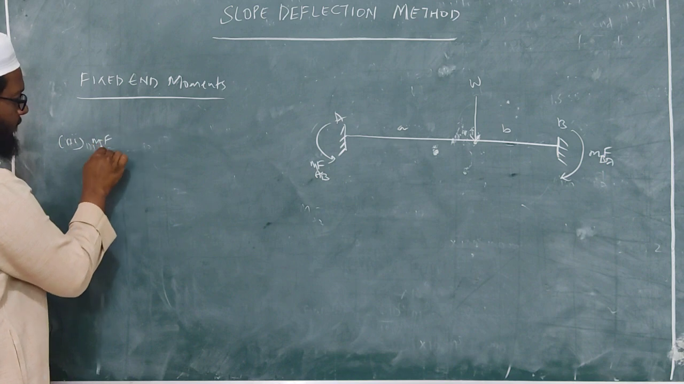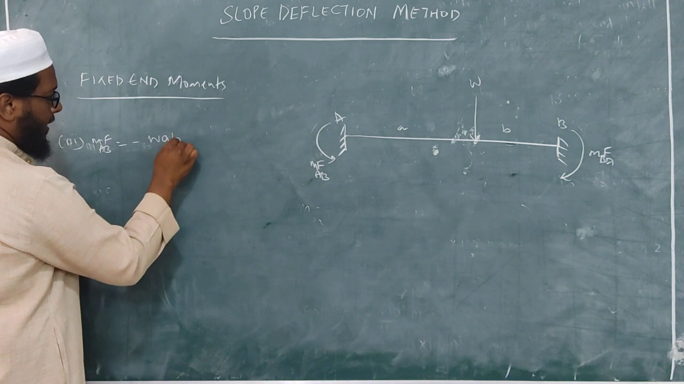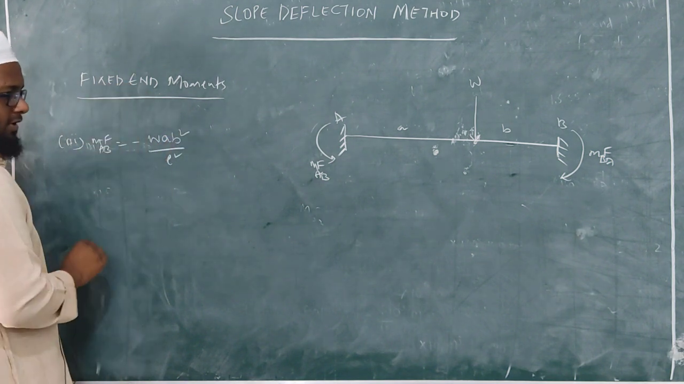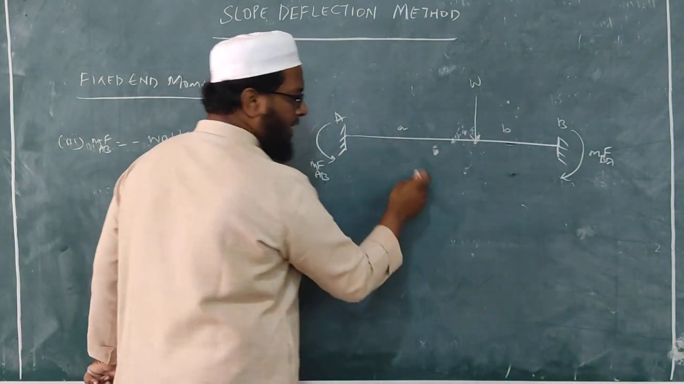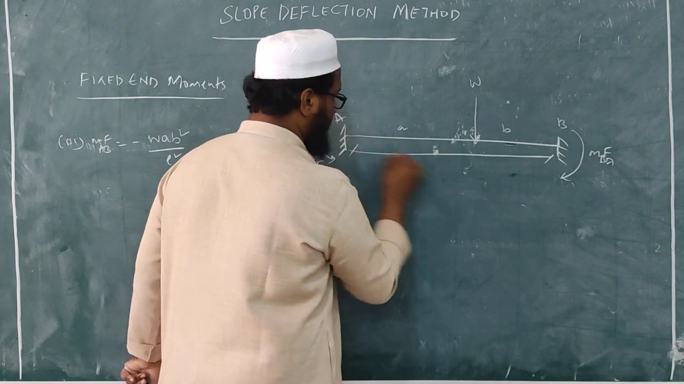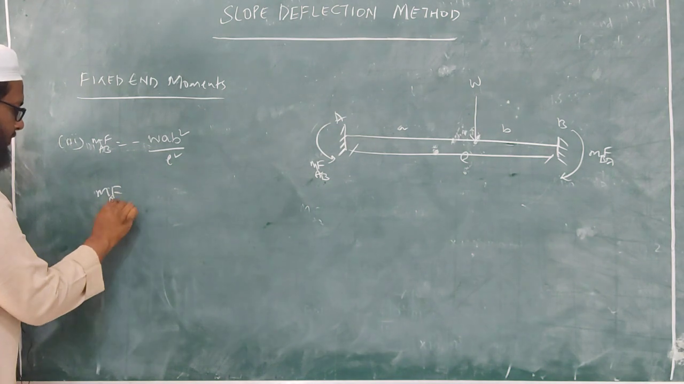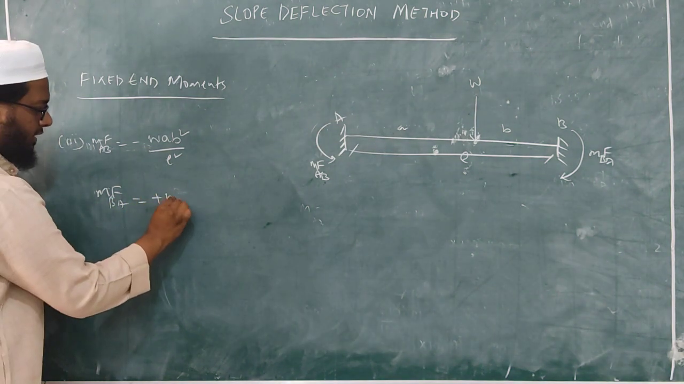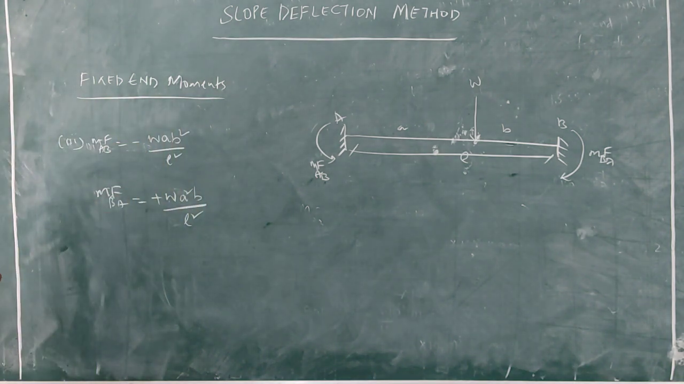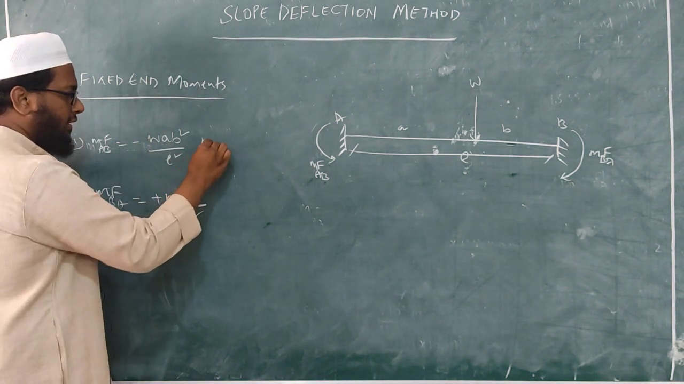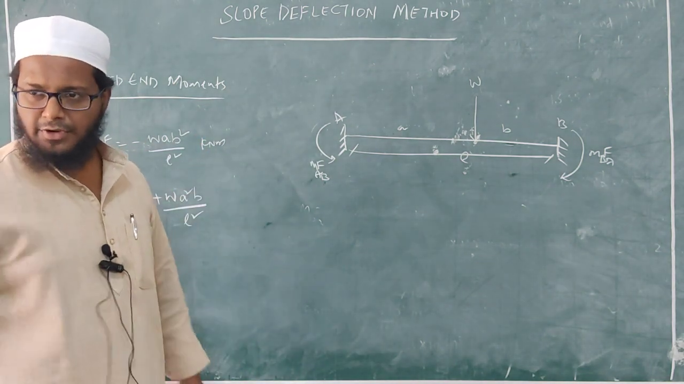So MF AB is equal to minus WAB square by L square. Okay, we are calculating at this point. L is nothing but your span. Okay, now what about MF BA? Plus WA square B by L square. Okay, and the units will always be kilonewton. Moment is kilonewton meter, Newton mm, whatever the units you have, you have to write that.